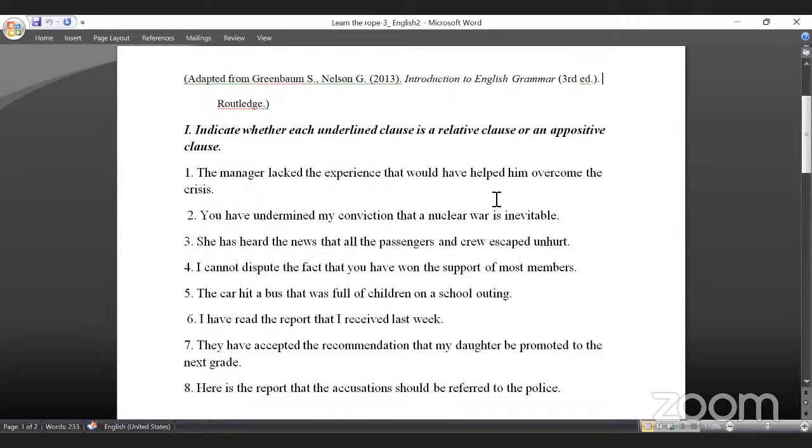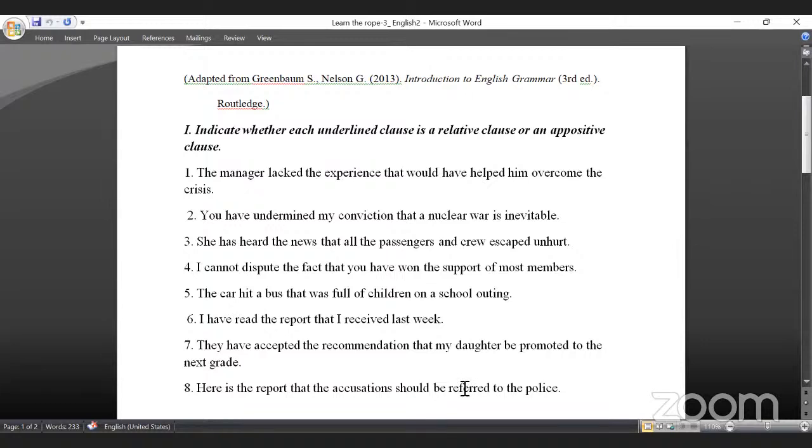It is a relative clause only, I think. So okay, why do you think it's a relative clause? Because this part, that would have helped him overcome the crisis, cannot be a sentence on its own. You cannot break this open into a sentence. Yeah. Is it? I think so, but I don't know.